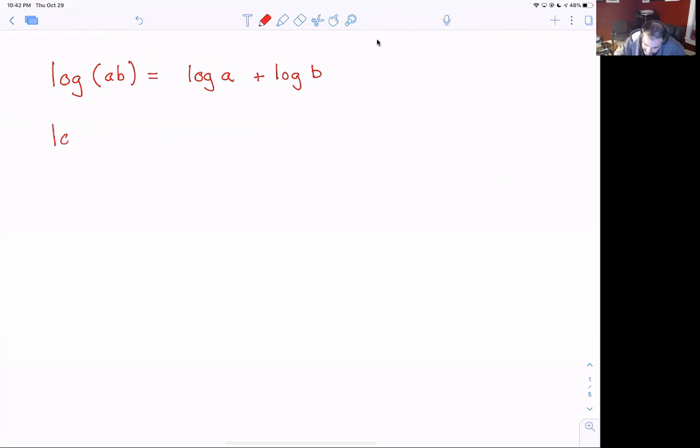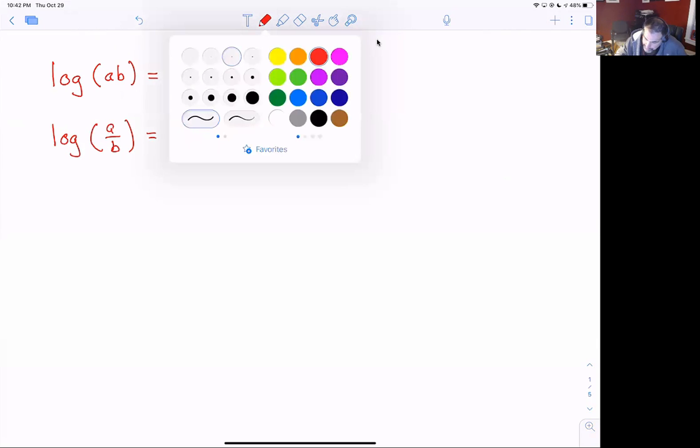If that makes sense to you, then you can predict what the log of A over B is going to turn out to be. We're going to again have this more sophisticated operation of division, but it's going to turn into the simpler operation of subtraction, but we're going to go from one logarithm to two. So the log of A over B is equal to the log of A minus the log of B, okay? One logarithm to two. Keep in mind that these rules work in both directions.